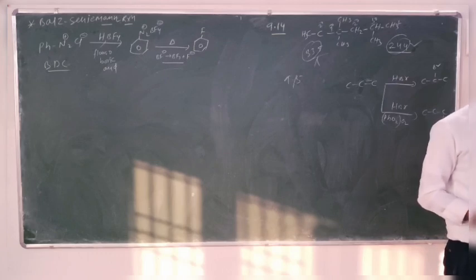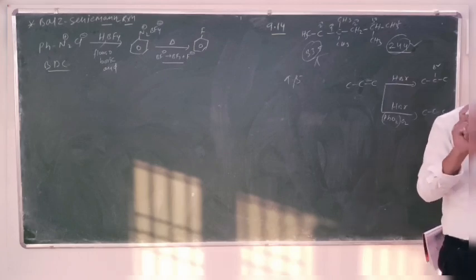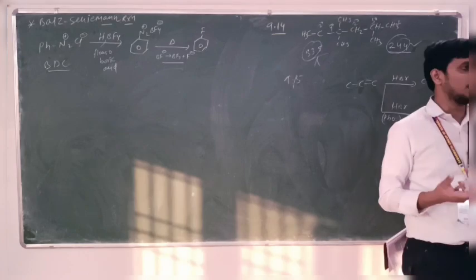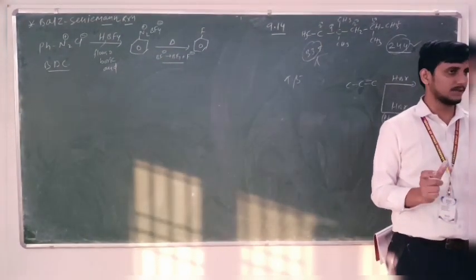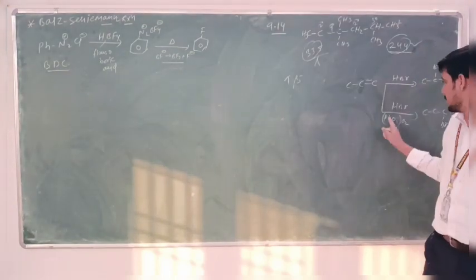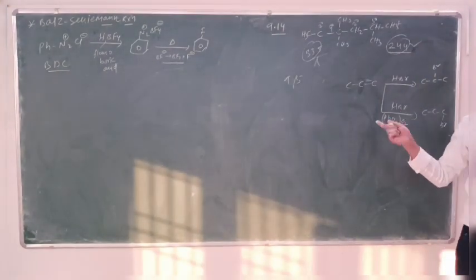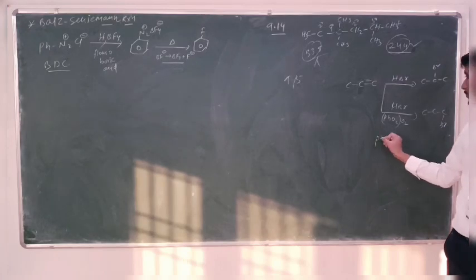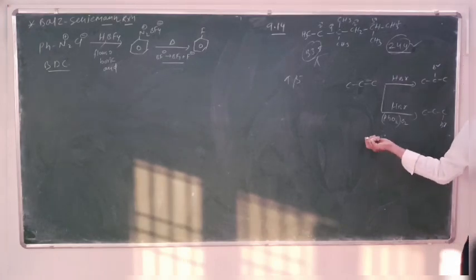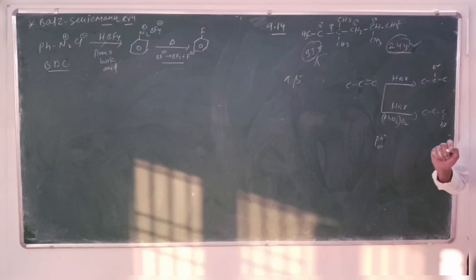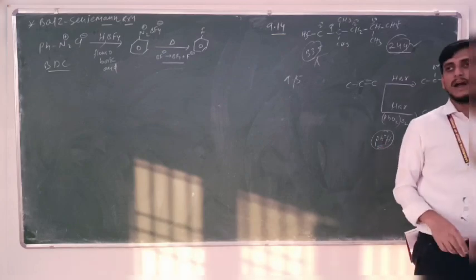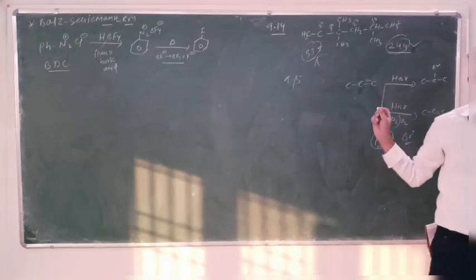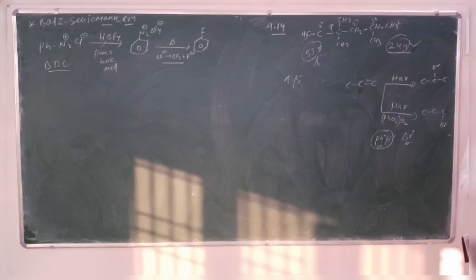This is a free radical mechanism. The first step is initiation, the second is propagation, and the third is termination. In initiation, first the phenyl radical will form. This phenyl radical comes to the HBr, benzene forms, and a bromine radical forms. This is the first step, formation of radical: initiation completed.